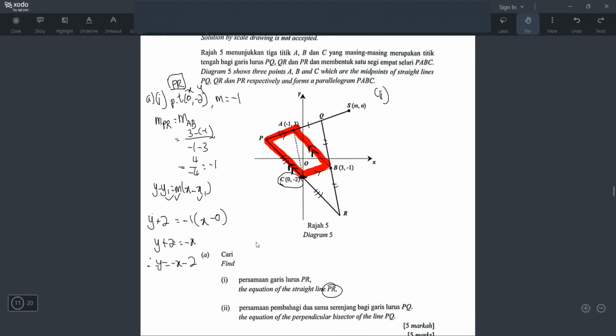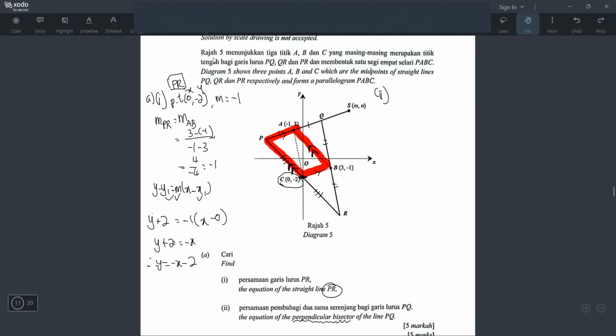Find the equation of the perpendicular bisector of PQ. Okay, this is very important. Perpendicular bisector. What is a perpendicular bisector? Pembahagi dua sama serenjang. And how do we find the perpendicular bisector? Okay, let's go to PQ. Where is PQ? Here, right? Okay, how do we draw a perpendicular bisector?